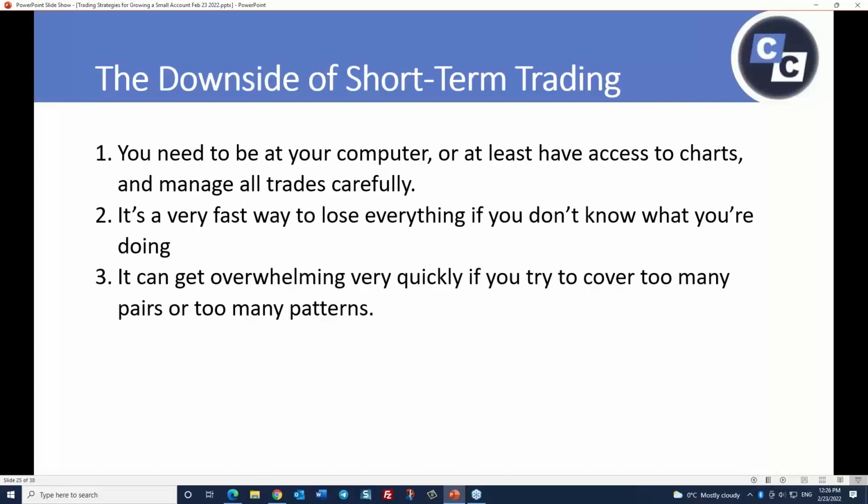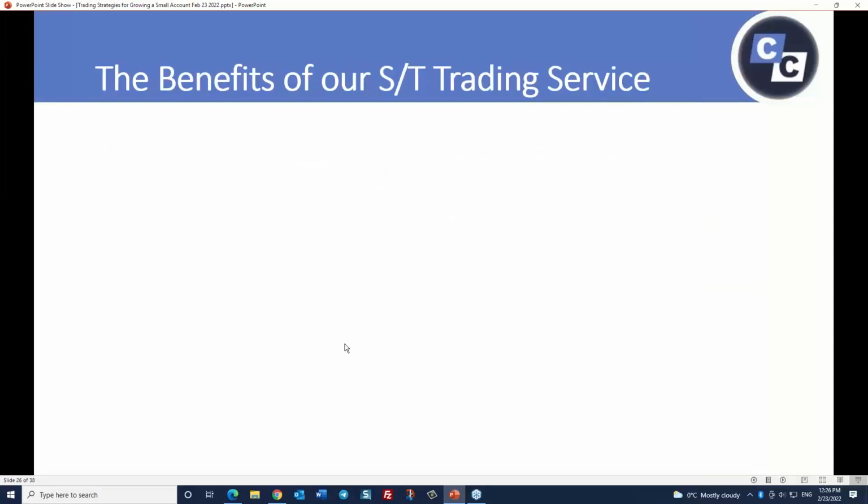But if you try to cover too much, like, I want to take all these different patterns and all these different pairs, it becomes overwhelming quickly. Don't try to do all that, okay? Pick a pattern. Maybe you can use several different currency pairs, but use, maybe, divergence. We only have a few patterns, three or four, so it's very easy to learn them all. I'm not saying trade them all, but they're easy to learn.